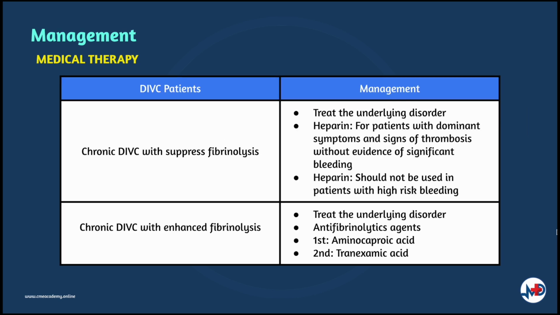For chronic DIVC, treat the underlying disorder. In patients with chronic DIVC with suppressed fibrinolysis, heparin can be used for patients with dominant symptoms and signs of thrombosis without evidence of significant bleeding. For patients with chronic DIVC with enhanced fibrinolysis, antifibrinolytic agents can be prescribed. The primary option is aminocaproic acid, and the second option is tranexamic acid.